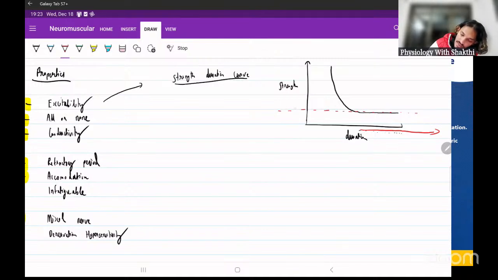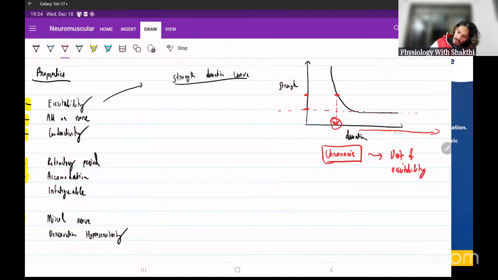Then this strength that you have, double the strength of that and the duration that you have to give it for. That is an important terminology. That is called chronaxy. So chronaxy is a unit of excitability.